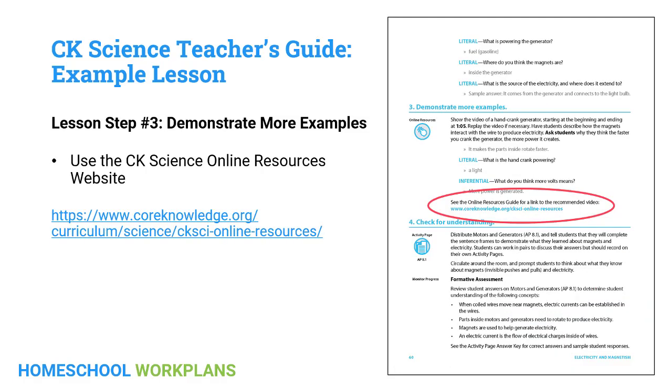Now, once you finish reading the Student Reader aloud and discussing the questions listed in the lesson plan, you'll move on to step 3, which is to demonstrate the concept using more examples. So in this case, you'll be watching a video on a hand crank generator, and you'll be asking questions to help lead your student to a better understanding of how the hand crank works and how power is generated. The video you'll be using is located on the Core Knowledge Science Online Resources website, and you see a link right there to the website on the lesson plan in the red circle.